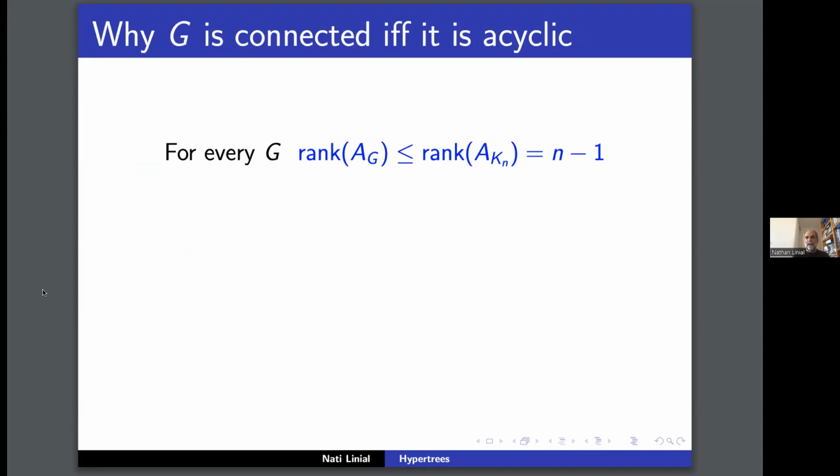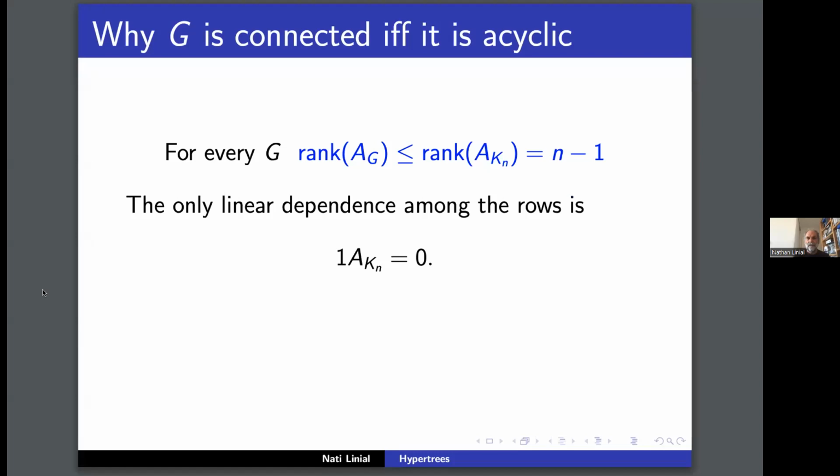And how do we prove this? The rank of this matrix, when you add columns to the matrix, can only go up. So if I add all possible columns, the complete graphs, then the rank is n-1. So the rank of this matrix is at most n-1.